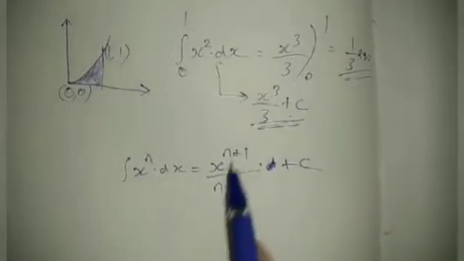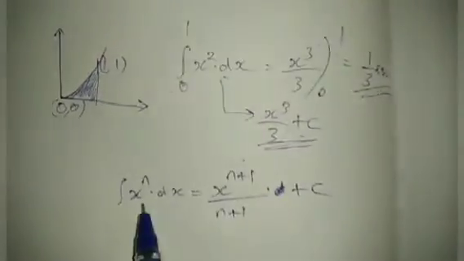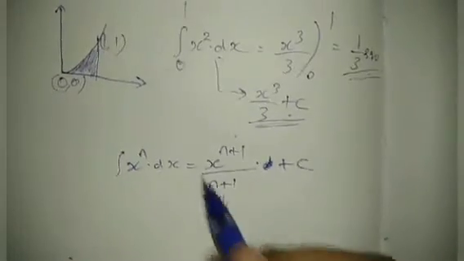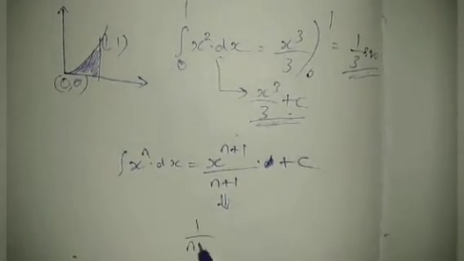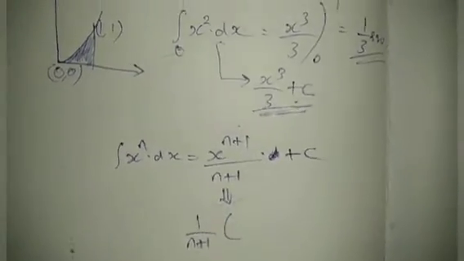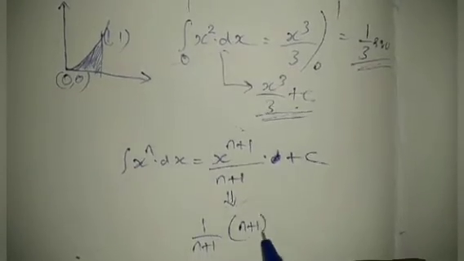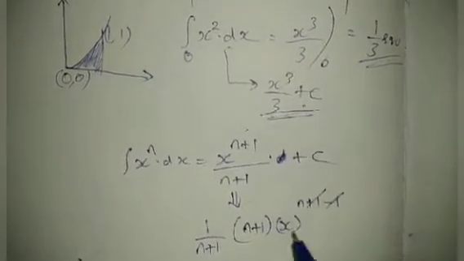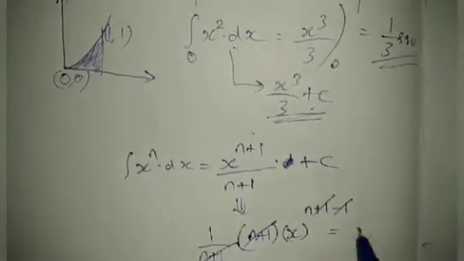So in one way you can say when we differentiate this function, you will get x power n. Okay, because if you want, you can differentiate this. Okay, 1 by n plus 1 is constant, so you can take this out. And if you differentiate x power n plus 1, what will come? n plus 1 into x power n plus 1 minus 1, so the n plus 1 will cancel, so x power n will come.